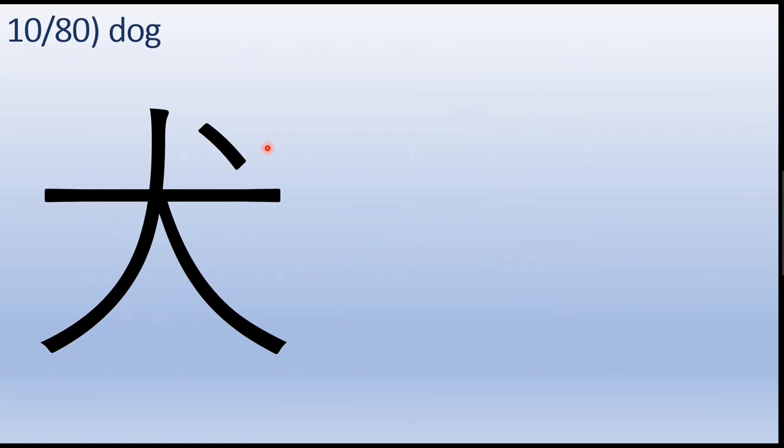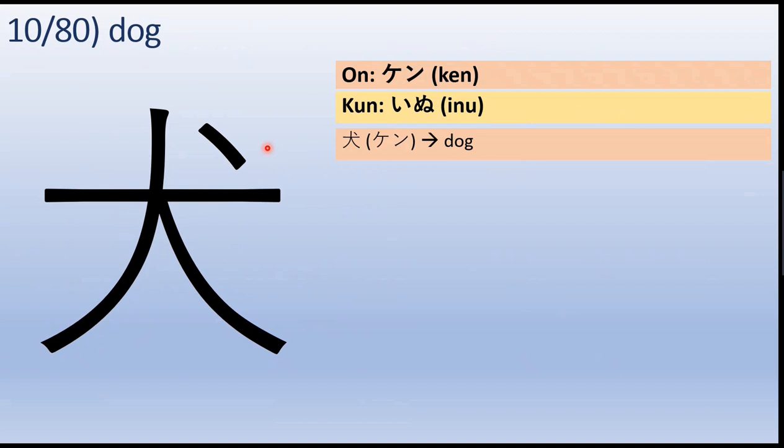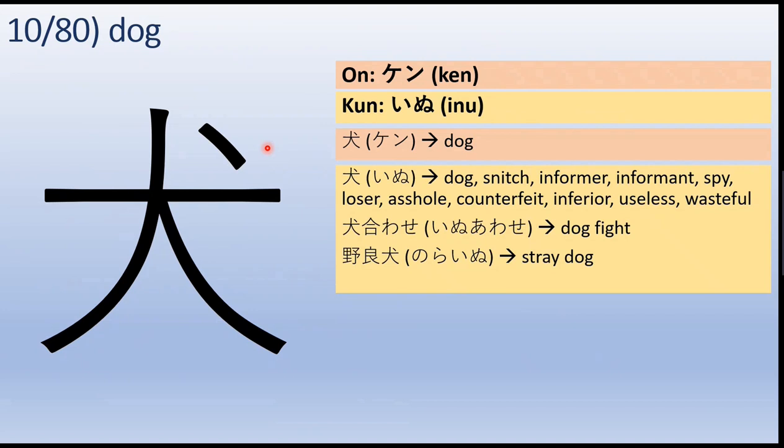Next is the dog. In on reading, we have Ken. In Kun, we have Inu. Ken means dog. Inu means dog as well. And it may also mean snitch, informer, informant, spy, loser, asshole, counterfeit, inferior, useless, wasteful. We have here Inu Awase. Inu Awase means dogfight, and this one is Nora Inu, which means stray dog.